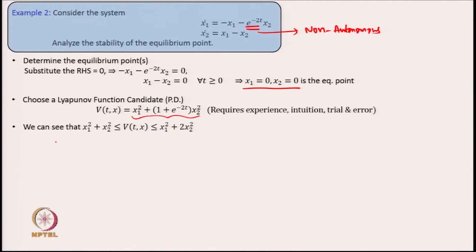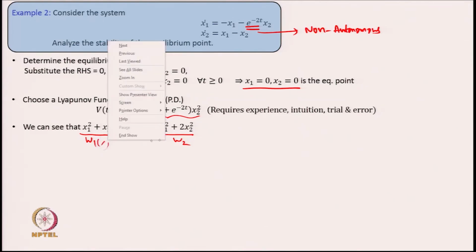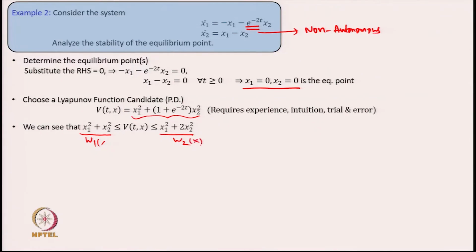So, we say here that this function V can be upper and lower bounded by time invariant positive definite functions. So, this is W1, this is W2. Which means that V of t comma x is positive definite, and this suggests that it is decrescent. Further, since W1 is radially unbounded, we can conclude that V is also radially unbounded.